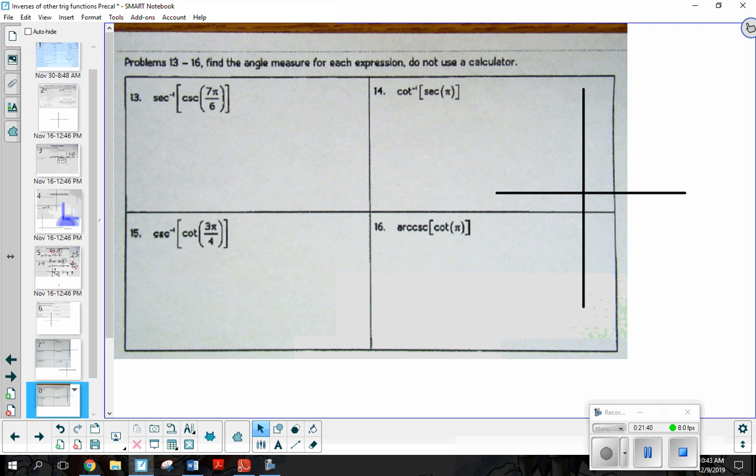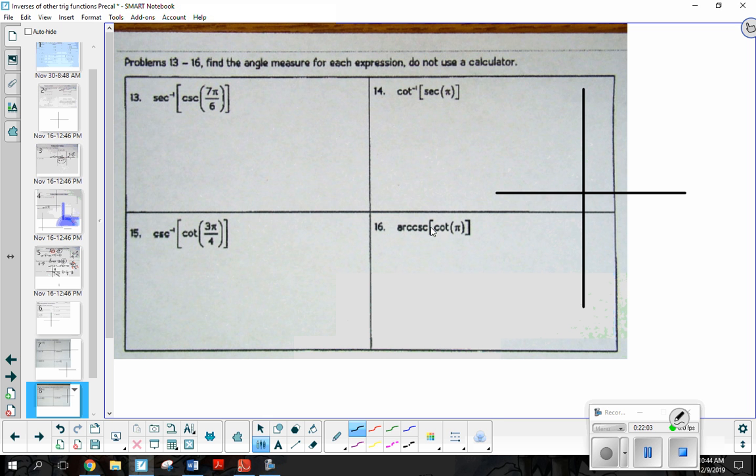Okay, so let's see here. It says find the angle measure for each expression. Do not use a calculator. Okay, so arc cosecant of cotangent of pi. Let's take a look at this one. How would I work a problem like this? Where would I start? I'd start with the inside trig function, cotangent of pi.